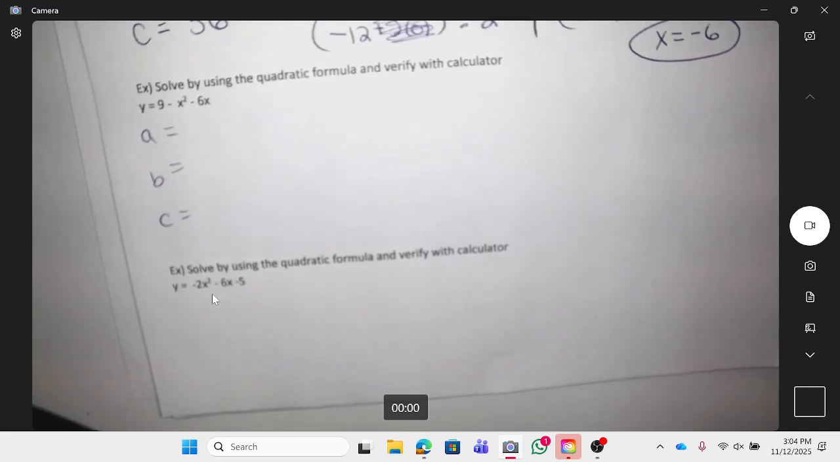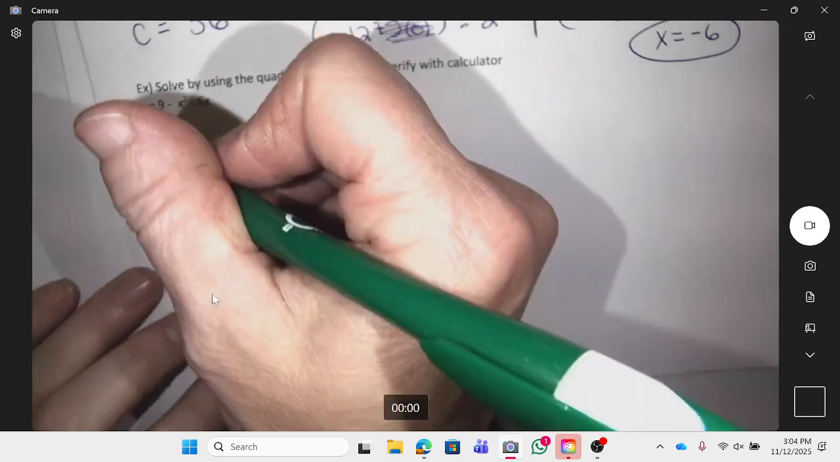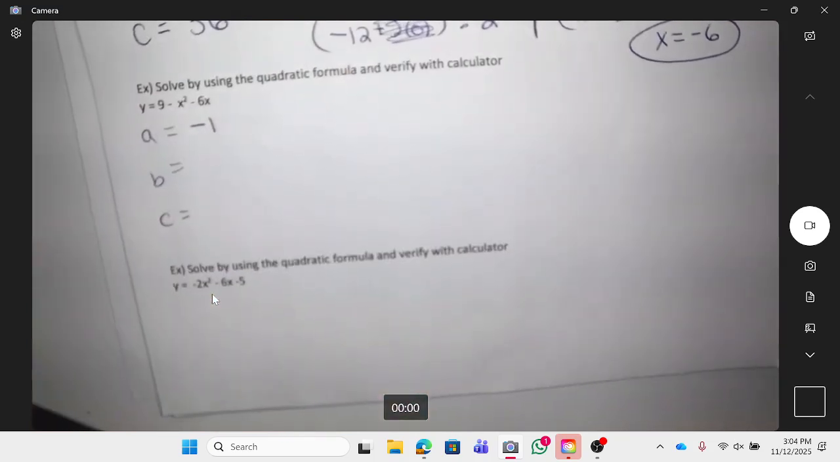How many x squareds do you see? Tricking you, tricking you. How many x squareds are there? -1. Don't look at the front. You can't look at the front. I didn't put this one in order. I mixed it all up.